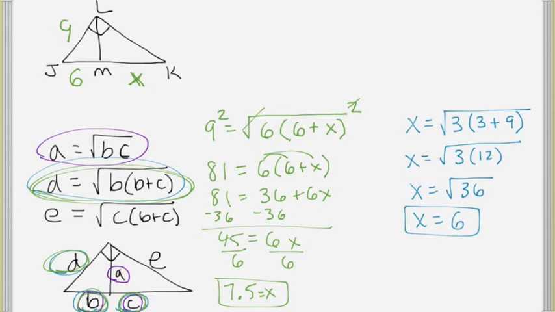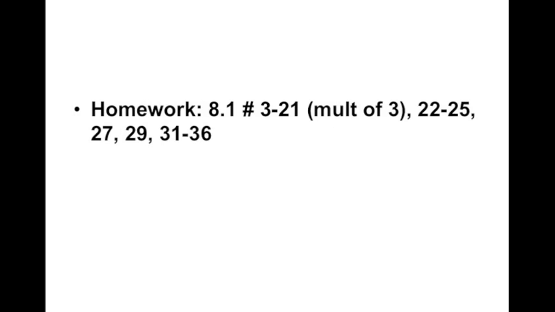Questions? All right, your assignment for tonight is from 8.1, as written at the bottom, except you already did problems 1 through 15 last night, so that means you get to begin at question 18, because you already did the first group of problems there. So 18 and 21, those would be the only multiples of 3 there, and then the rest as written.